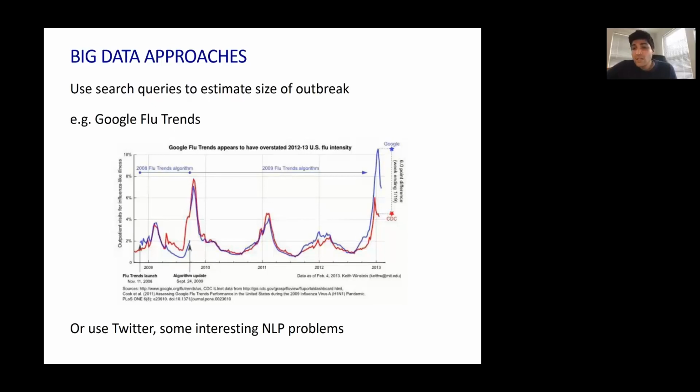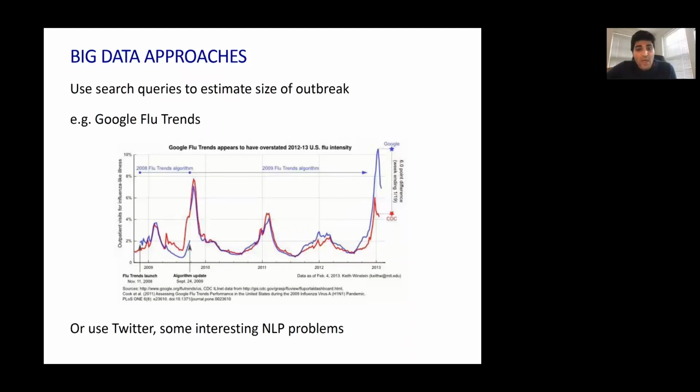So I want to give you at least a little bit of a sober look at these kinds of things, because they're both very good and also not necessarily good. There was a famous example of Google Flu Trends that you can see in this curve right here. There were actually two instantiations of the algorithm. There was the 2008 Flu Trends algorithm, and there was the 2009 Flu Trends algorithm, which ran for quite some time.